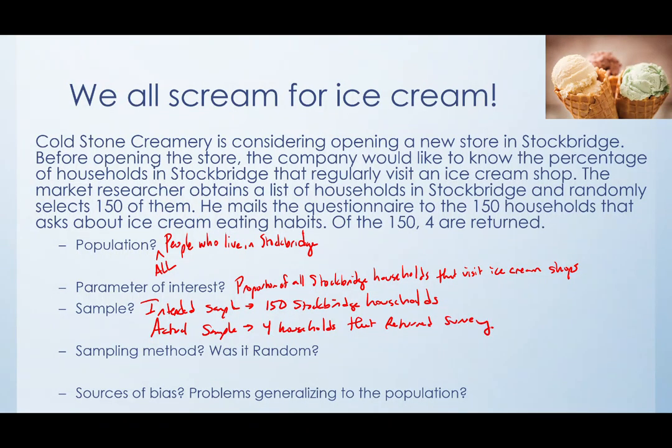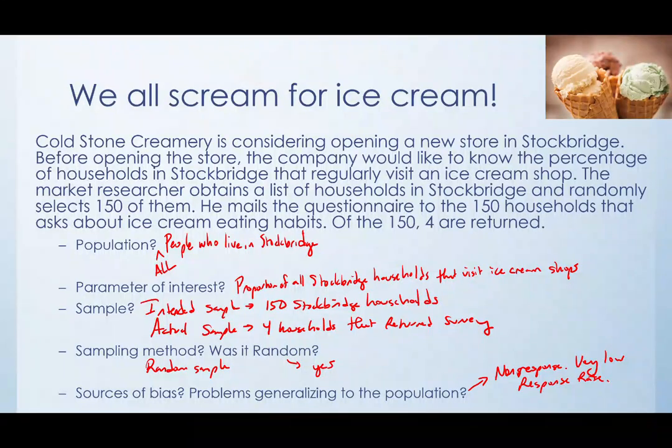Okay, so the sampling method, it doesn't say, right? It just says he gets a list of households. That's good. Randomly selects 150 of them. So we'll just say it's a random sample. So the intended sample was random. So was it? Yes. But there is a source of bias, right? The source of bias is it really has a huge non-response problem. Non-response. So we have a very low response rate.